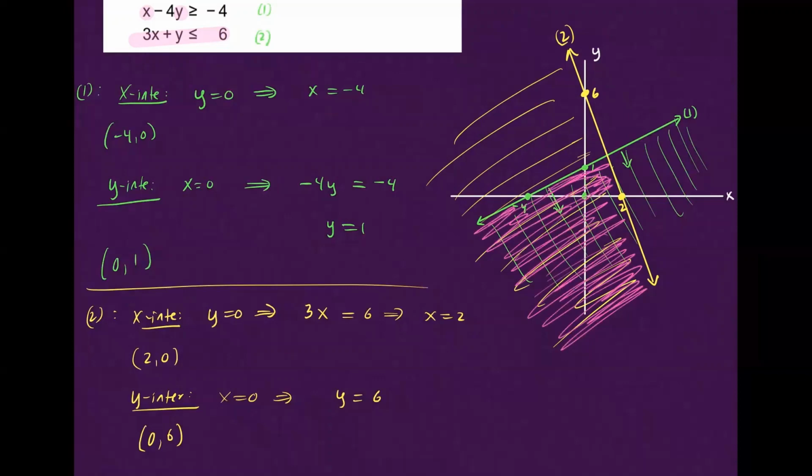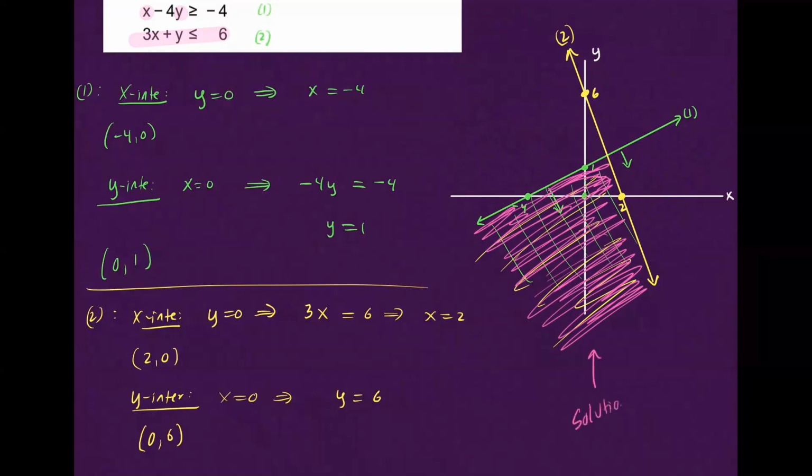If you want, you can erase the outside shaded part so it doesn't give you too much crowd in the region. This is good enough. So this tells us this is our solution region.